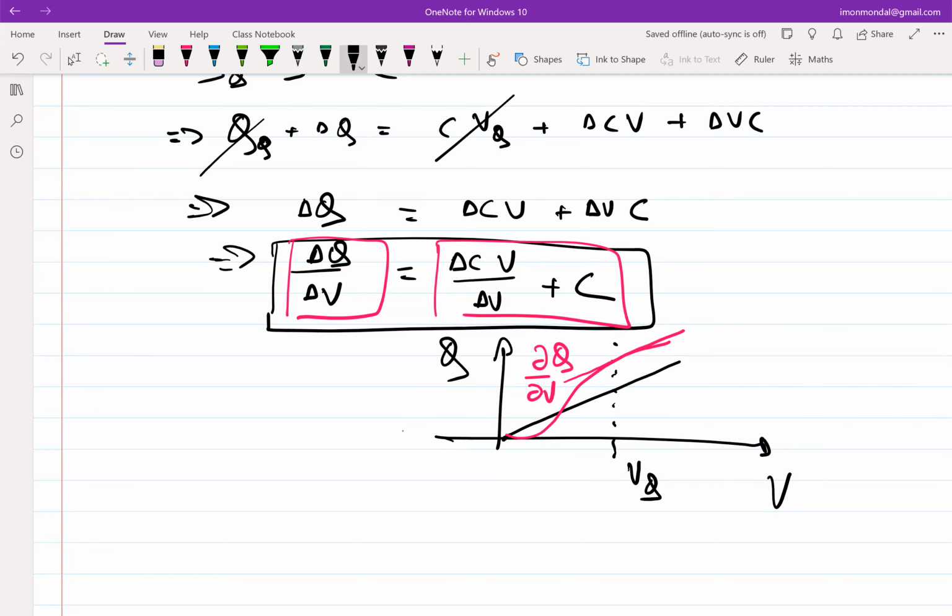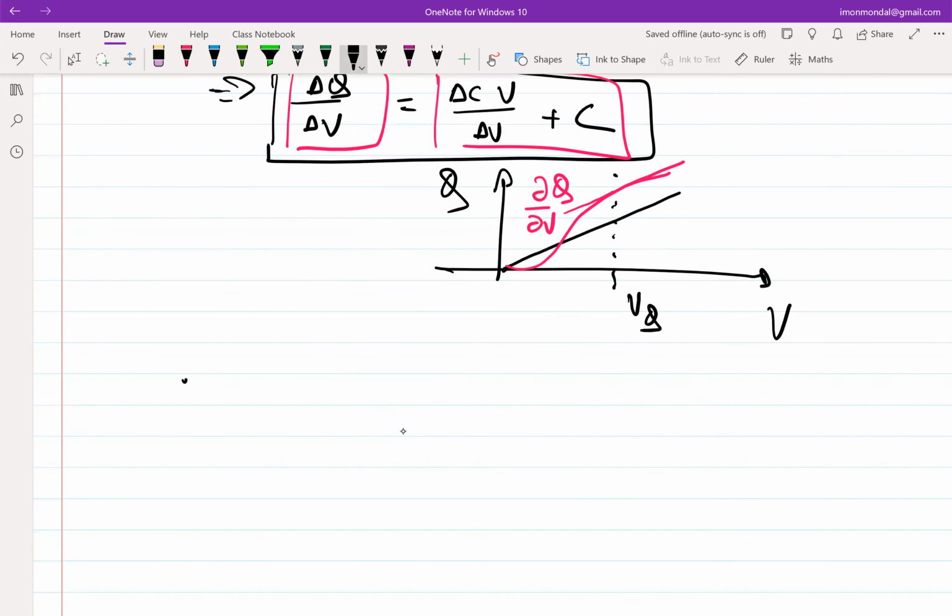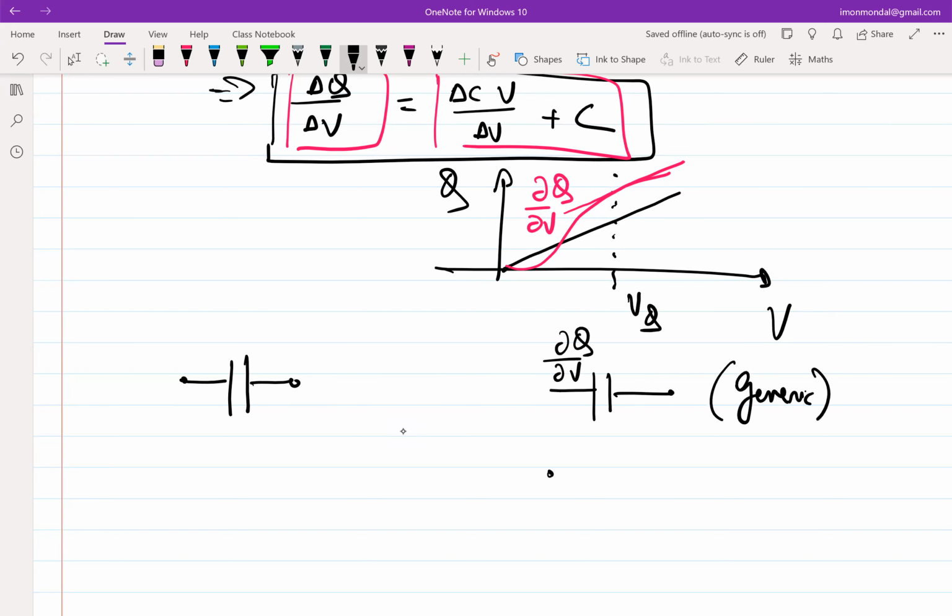The conclusion is that if you have a nonlinear capacitance, or in general, if you have a capacitance, you can replace it with another capacitance of value del Q del V. This is general. In case of a linear capacitor, this will remain C.